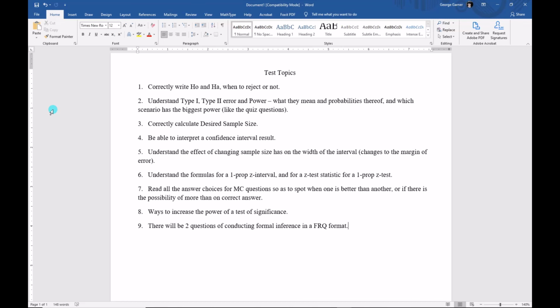After the multiple choice, you'll have 2 questions of conducting formal inference in an FRQ format. They could be 1 prop z procedures or 2 prop z procedures, or 1 of one and 1 of the other. So make sure that you go over those quizzes and that you have your formal write-ups the way they ought to be. So on that note, I think I've given you everything that I can give you.